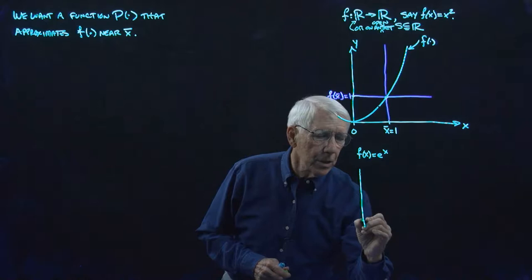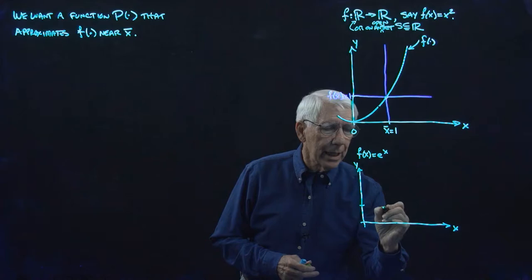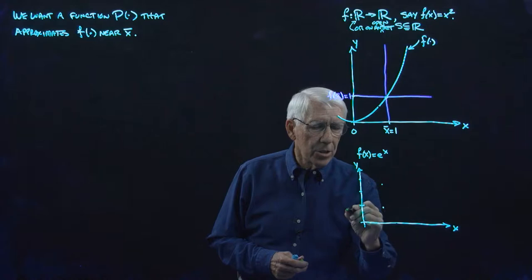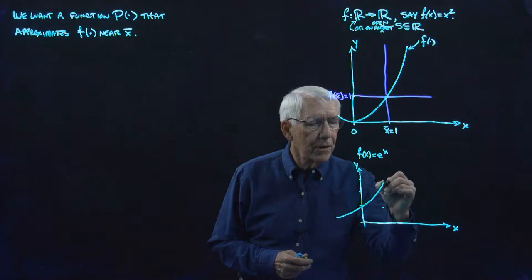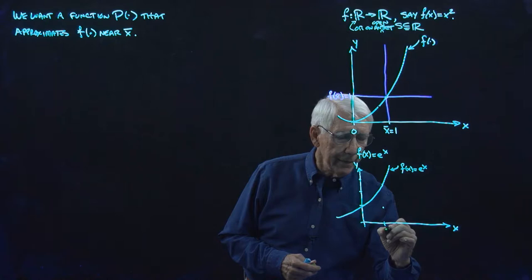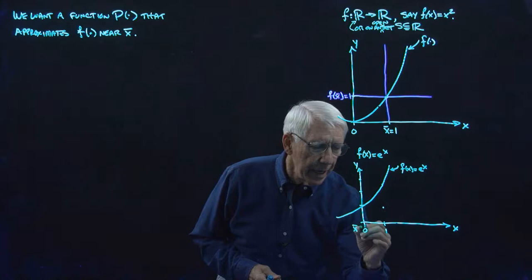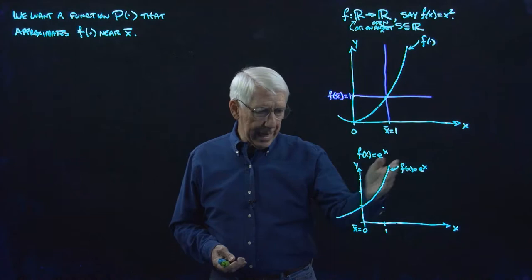So we have a picture that looks about like this. Let's say this is 1 here, and let's say 2, 3. So the graph of the e to the x function looks about like this. This is f of x equals e to the x. This is 1 again. This is 0. And let's suppose that I want to approximate the value of e to the x near 0. So let's call this x bar in this case. I want to evaluate the function e to the x near 0, near x bar equals 0.